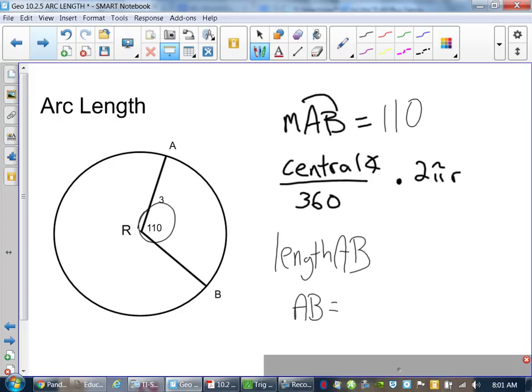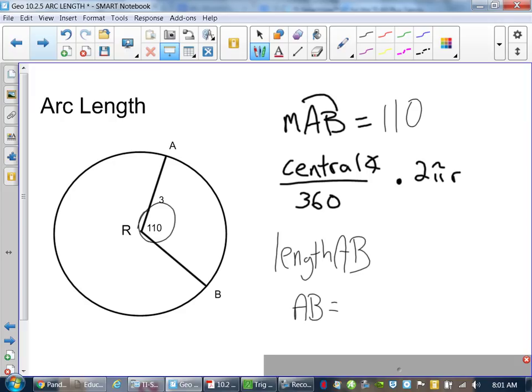Yes, sir? So A goes to the center and B goes to the center. Wouldn't that mean A and B are congruent? Those are radii. It's completely different than what we're looking at.